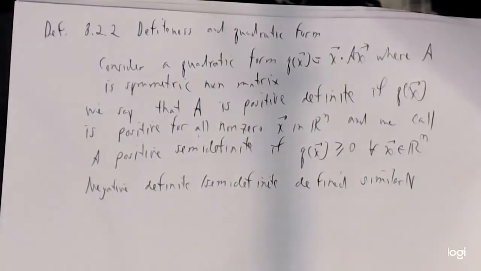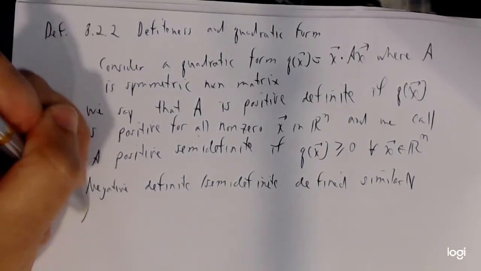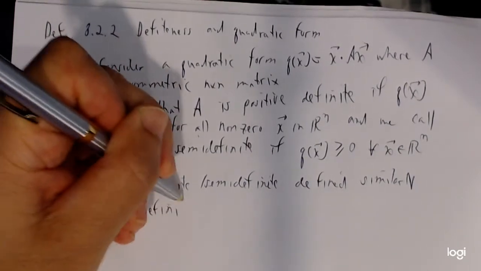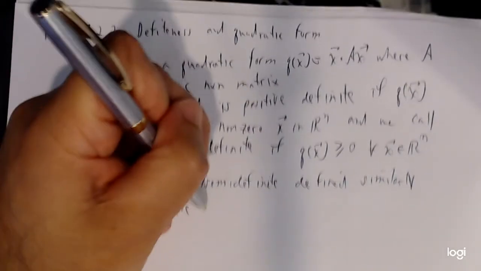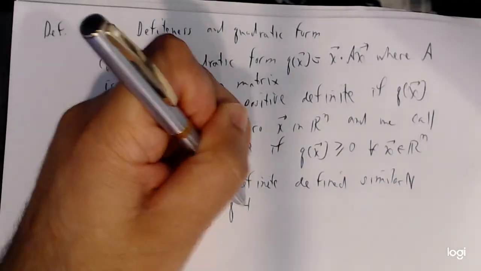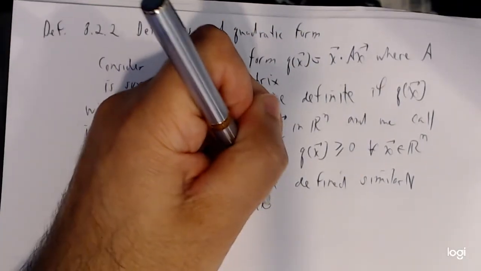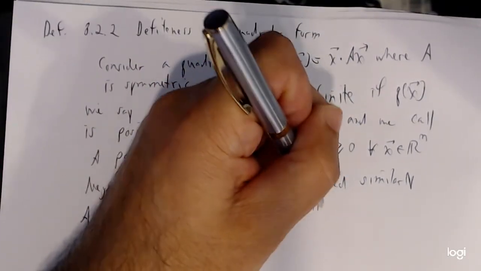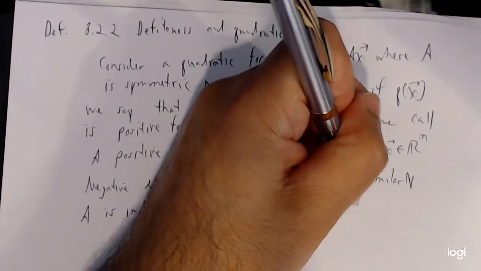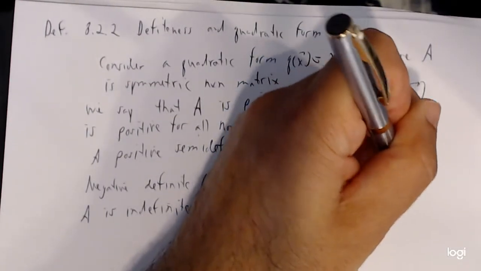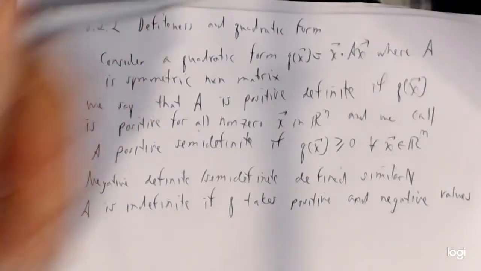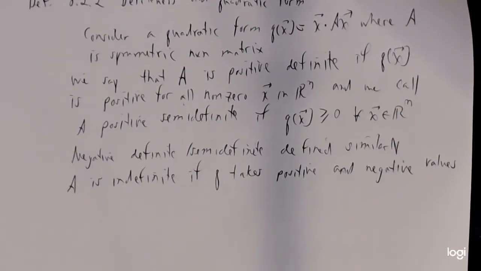Same idea, I just don't want to rewrite the whole thing. And then what happens if A is indefinite? A is indefinite if q takes on both positive and negative values. Okay, with that said, let's look at our third example.